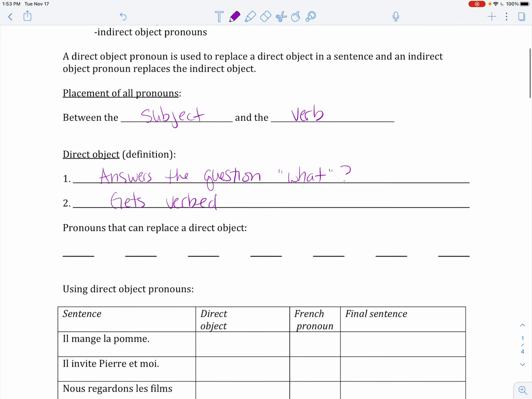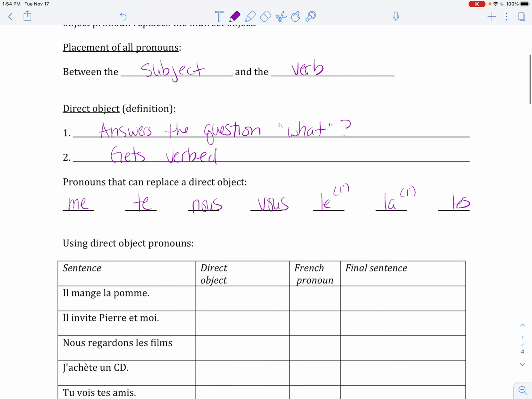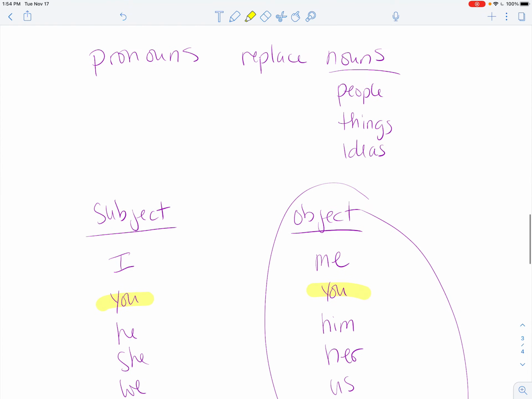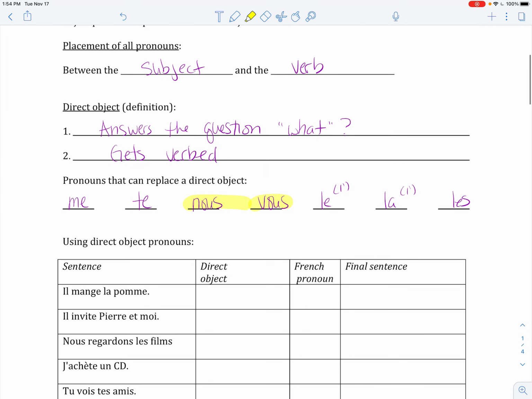In French, the pronouns that can replace a direct object are me, te, nous, vous, le, la, and les. Now there are some situations where le and la will turn into L' in front of a vowel. Now you might be noticing nous and vous, we've already seen those as subject pronouns. And if you remember down here on this other page, I showed you that you and you or y'all are the same in English, whether they're the subject or the object. Same idea in French. Nous and vous, it's the same word, whether it's the subject or the object.